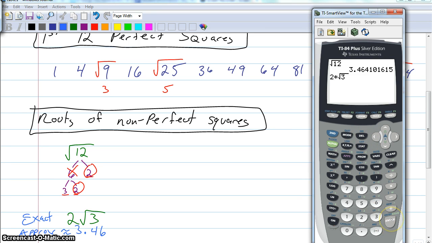2 times the square root of 3, you see we get the exact same grossness. So that's one way that you can check your answers to see if you simplified the radical correctly. Just put it in your calculator.